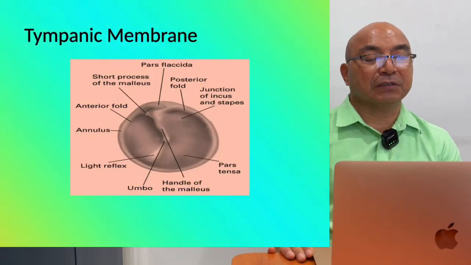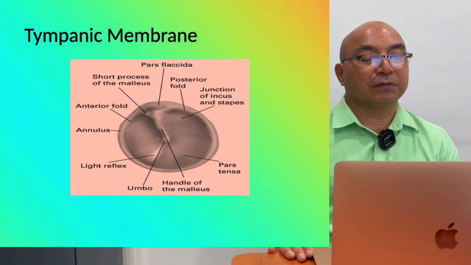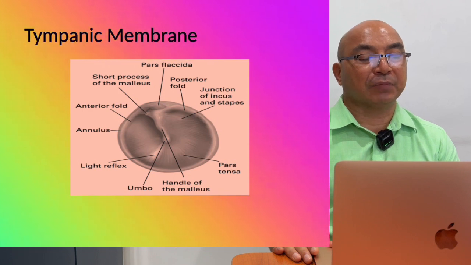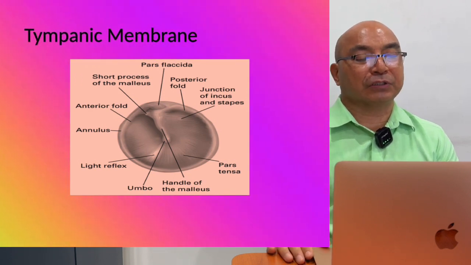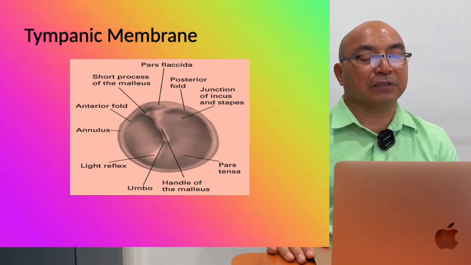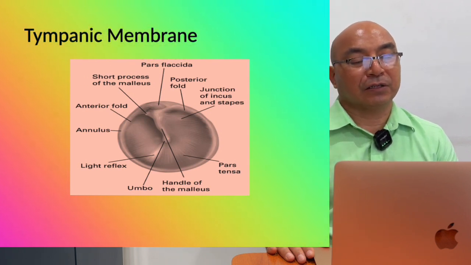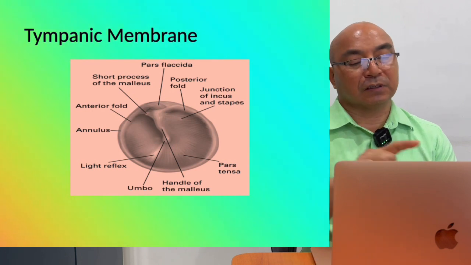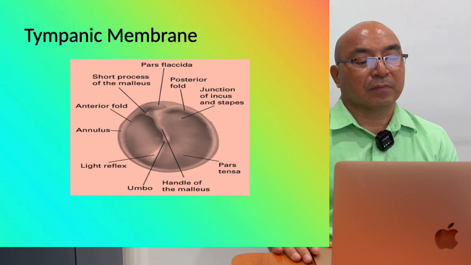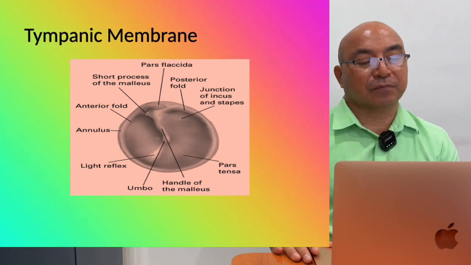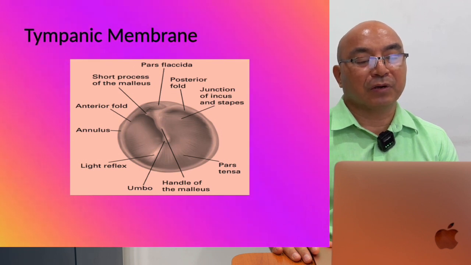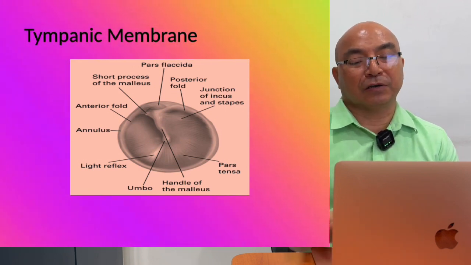And this is the tympanic membrane. As you can see, there is the short process of the malleus and the pars flaccida above, and from the short process of the malleus on either side you can see the folds, anterior and posterior fold. Then you have the annulus of the tympanic membrane. Then the light reflex can be seen from the handle of the malleus downwards from the umbo, and the pars tensa is all around.